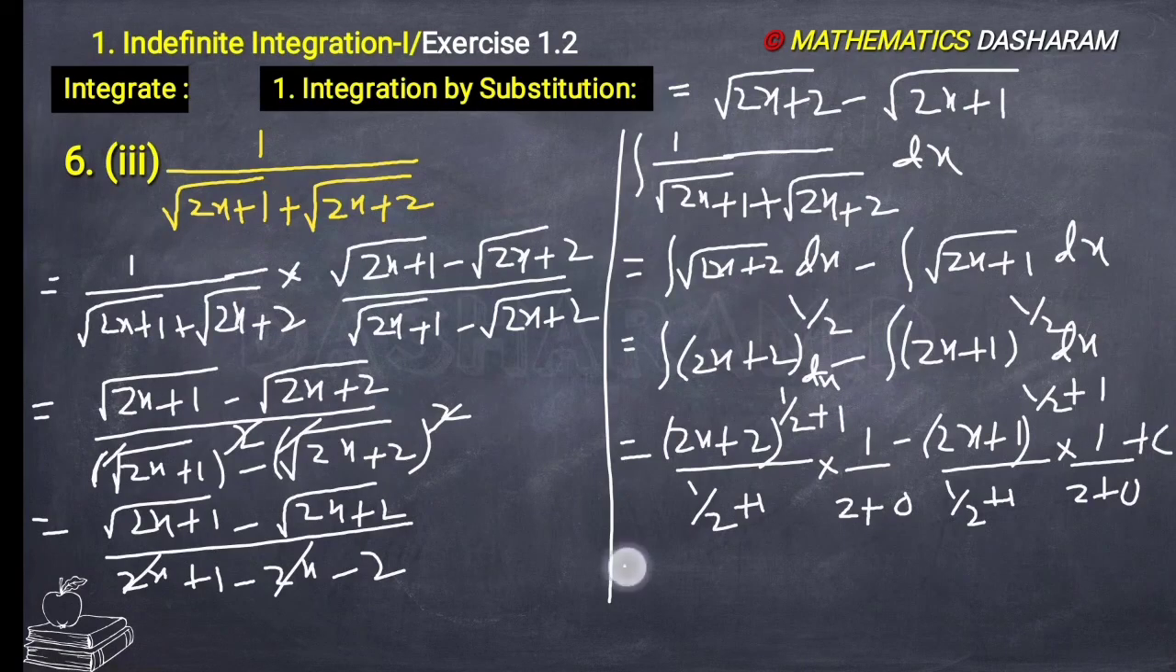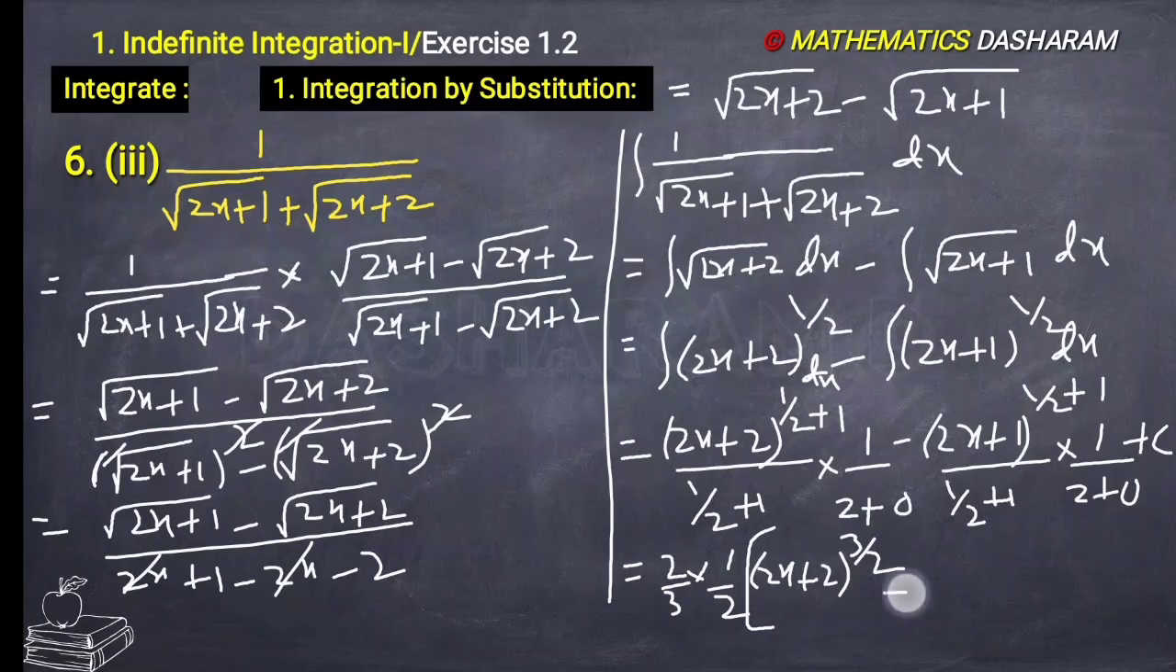Plus c. Now it is equal to, here 1 by 2 plus 1 is 3 by 2, and 3 by 2 will become reversed, into this 1 by 2, so (2x plus 2) whole power 3 by 2. Actually we can take this common, 2 by 3 into 1 by 2 is common because it is available in both terms. So (2x plus 1) whole power 3 by 2 plus c. So then the 2 cancels.